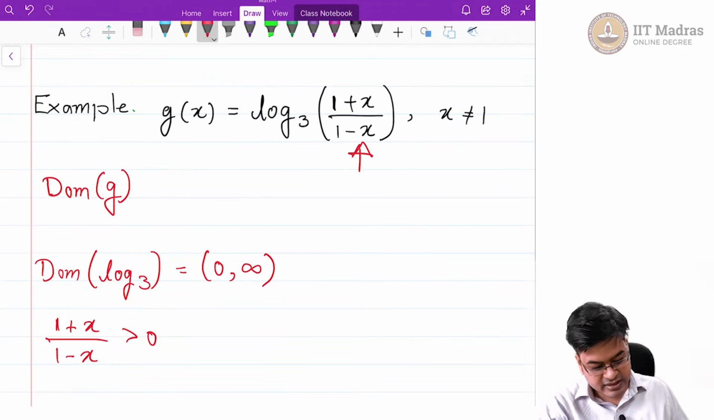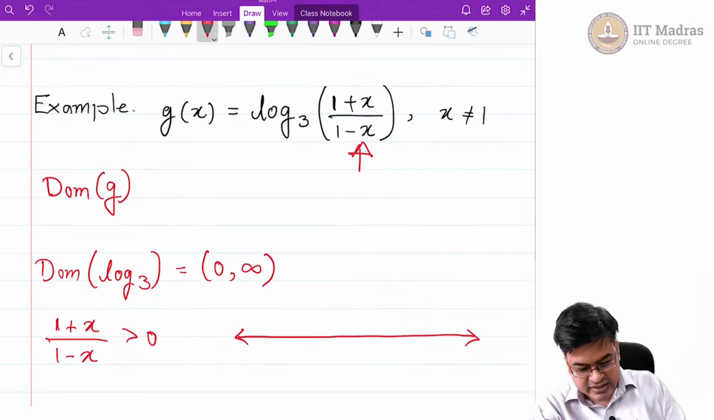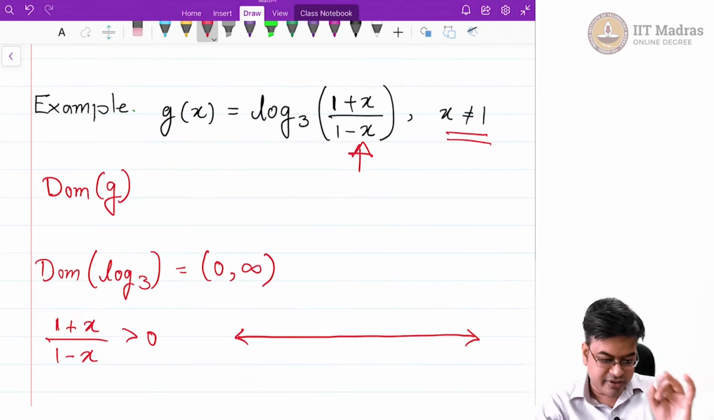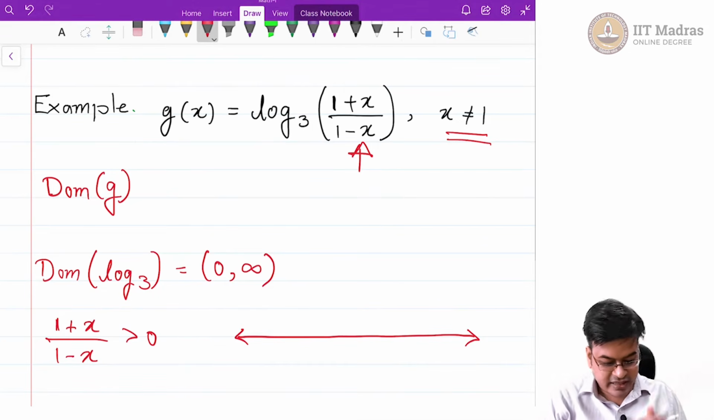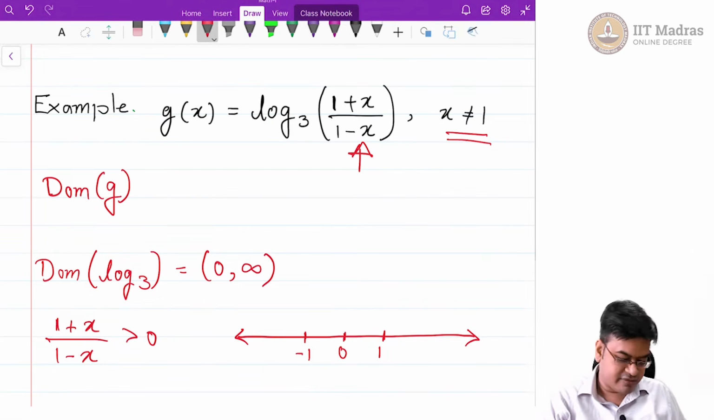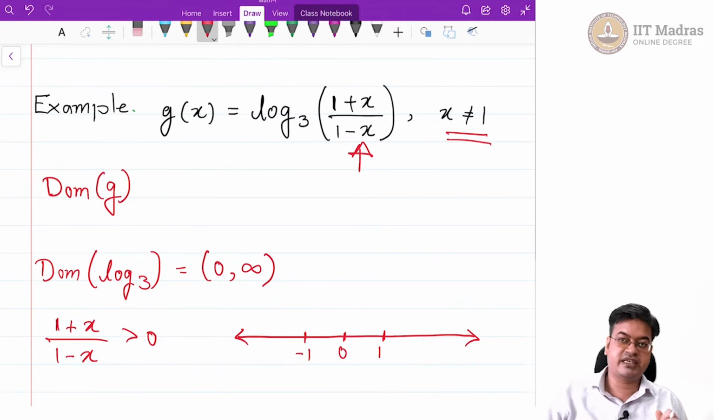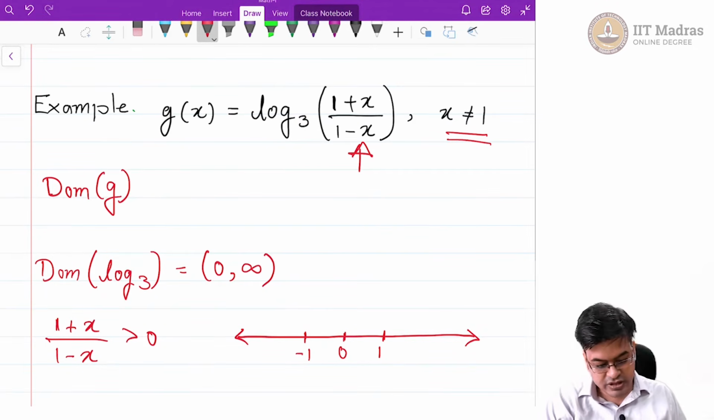So naturally let us split the real line into some parts. x is not equal to 1 is already given to you, right? So x cannot take the value 1. This is the point 0, this is the point 1. For safety, let us put the point minus 1 as well here. And now x cannot be equal to 1, so this point is actually deleted. This point cannot be there.